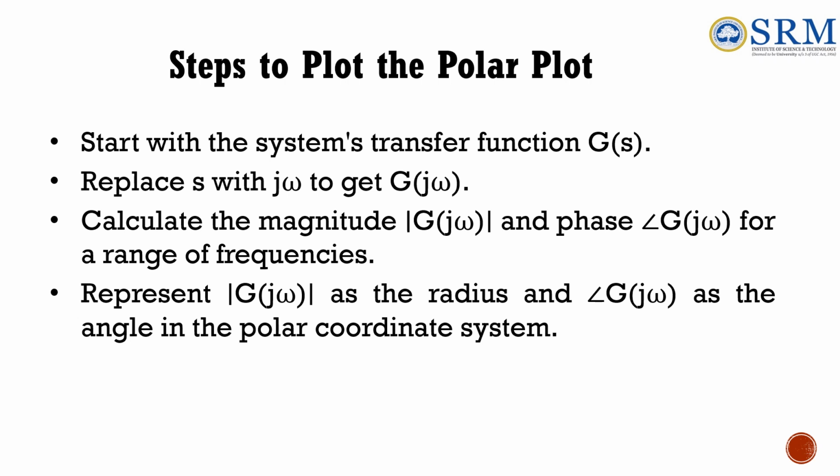Steps to plot a polar plot. Begin with the transfer function. Use the system's transfer function G(s) as the starting point. Next, substitute s equal to j omega in the system transfer function. Replace s with j omega to evaluate the frequency response and get the frequency domain transfer function G(j omega).